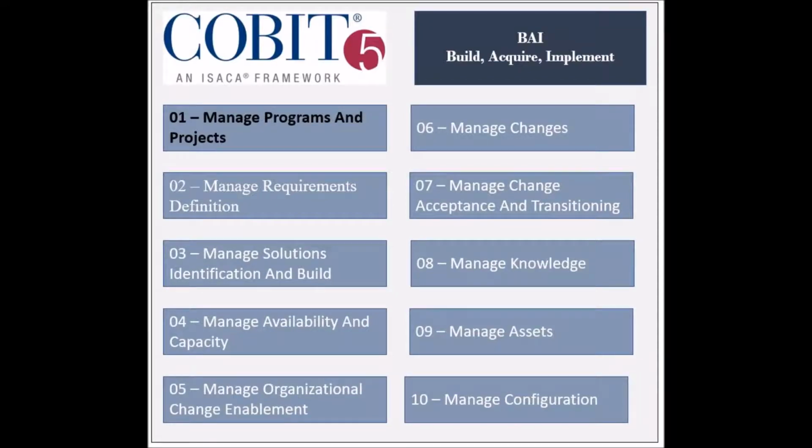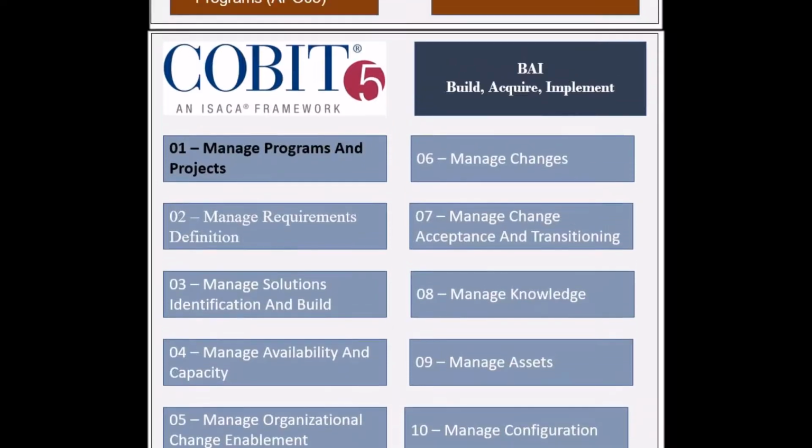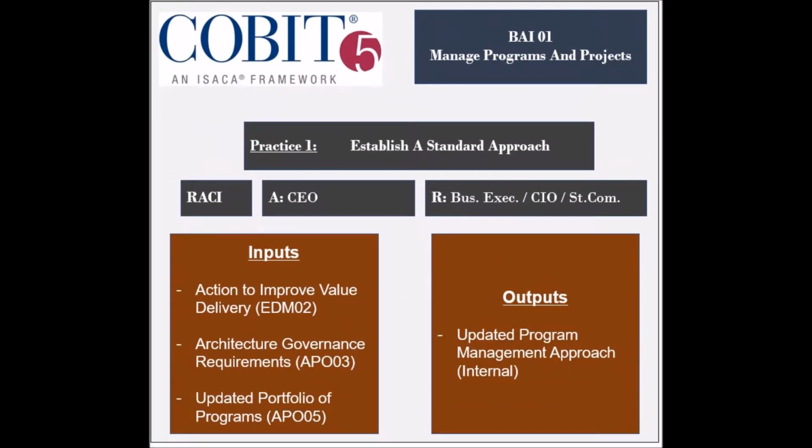The first process of the build, acquire and implement domain, called Manage Programs and Projects, has 14 practices. The first practice is to establish a standard approach for program management. The entities responsible for this practice are the business executives, the Strategy Executive Committee, and the Chief Information Officer. The entity that is held accountable is the Chief Executive Officer.